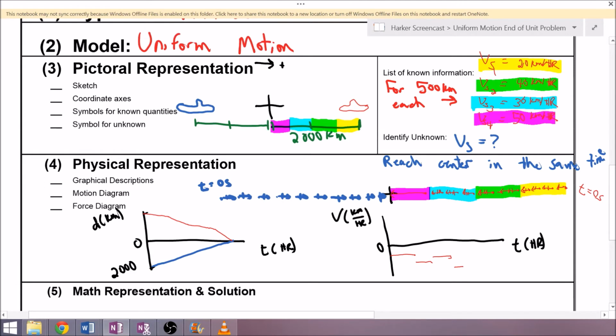Now we know the blue one is traveling in the opposite direction. It's also traveling at some speed that should be more than 20 but less than 50 kilometers per hour. So I'm just going to say right there, we know that it should take the same amount of time. And so at this point we have quantitative position versus time graph, velocity versus time graph, and the motion map.